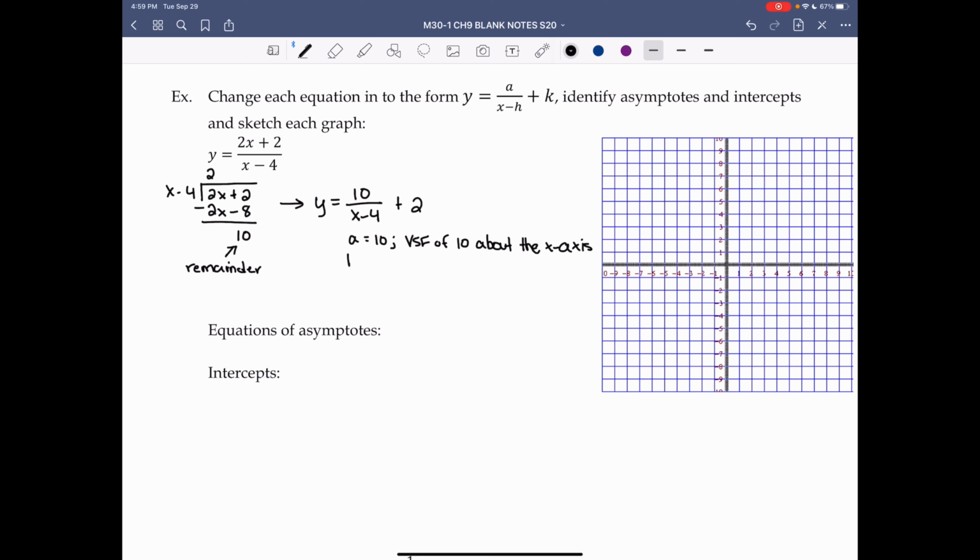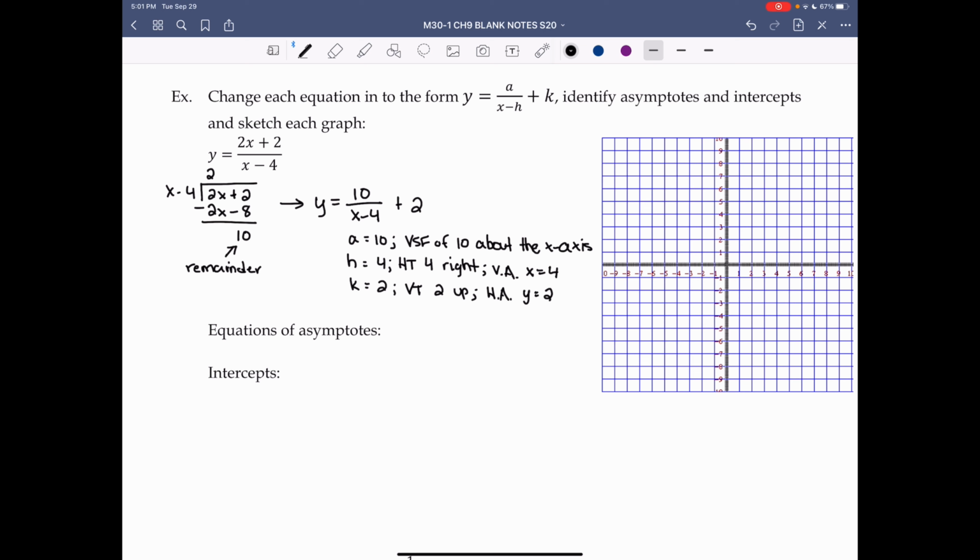we have h equals 4, which is a horizontal translation 4 right. And we have k equals 2, which is a vertical translation 2 up. The h value also tells us that our vertical asymptote is at x equals 4, and the k value tells us that our horizontal asymptote is at y equals 2.